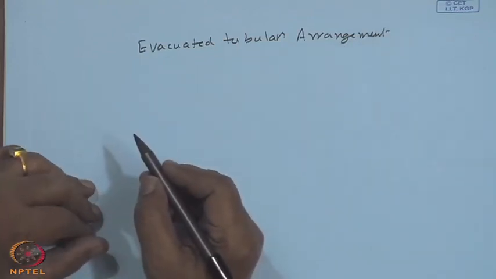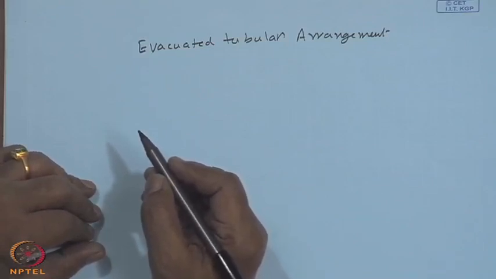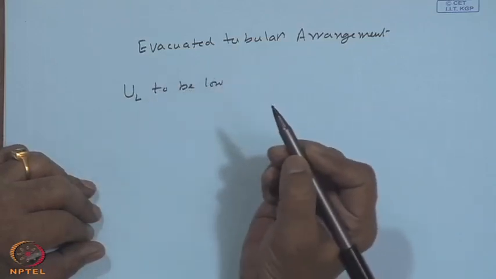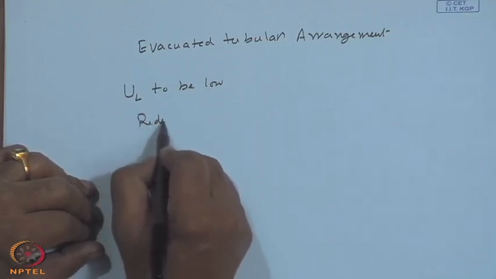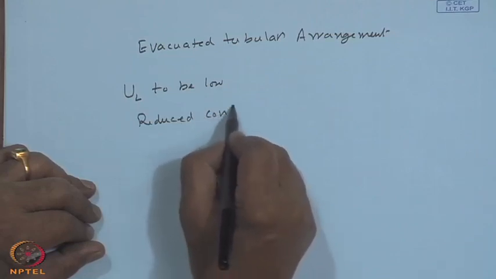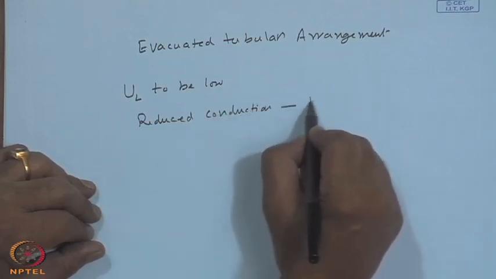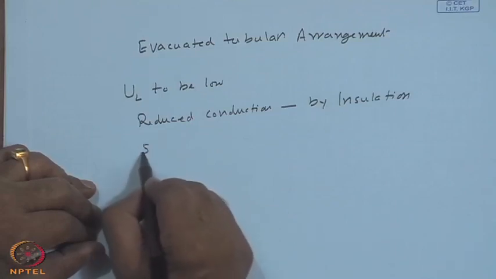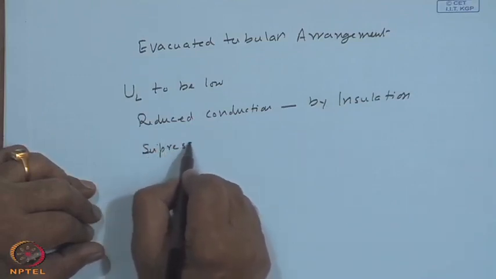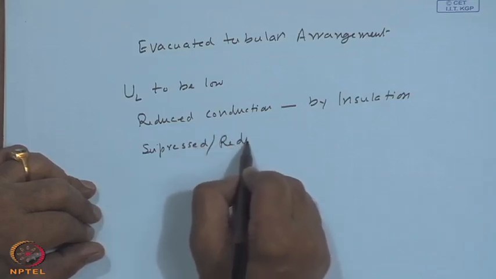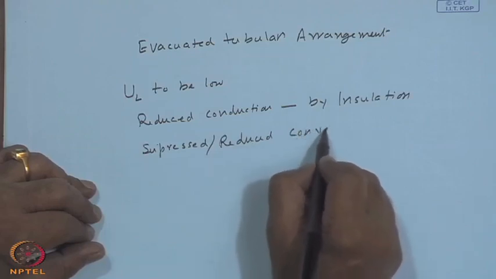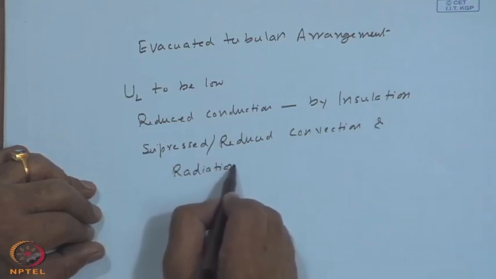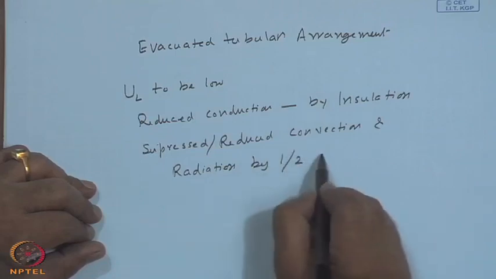When we were first discussing the design philosophy of flat plate collectors, we wanted that UL to be low. We achieved this by reduced conduction from the bottom, by insulation, then suppressed or reduced convection and radiation by one or two glass covers.